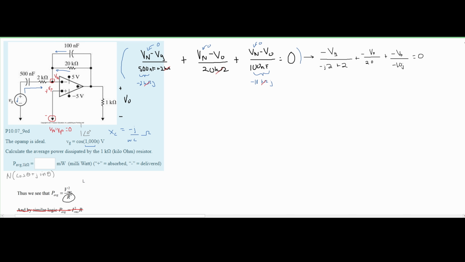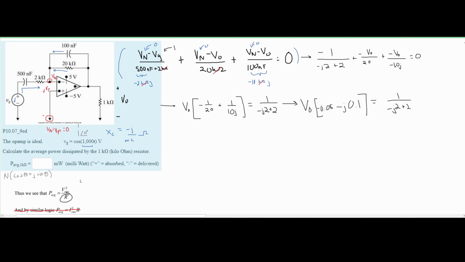And I'm going to plug this into our V of G right here. Now I'm going to move this constant over to the right hand side, and then I'm going to combine our V naughts together. And this is what we're going to get from here. With this, I am going to divide this. In doing this, we're going to get a negative 0.05 minus j. It's minus because when we flip the j to the top, it becomes a negative 0.1. And this is in parentheses, set equal to our 1 over negative j2 plus 2. Now we are going to divide both sides by this part. That way we can get V naught by itself.